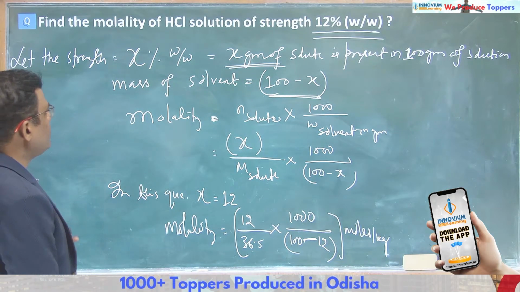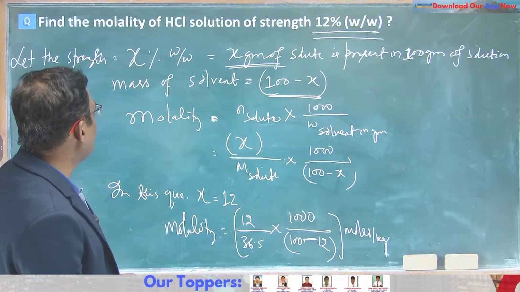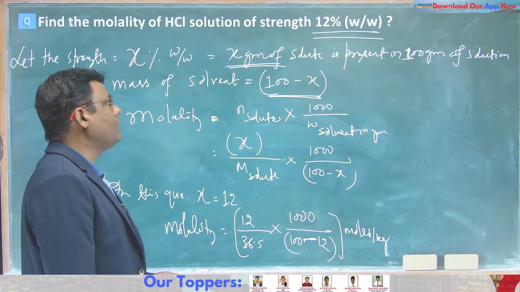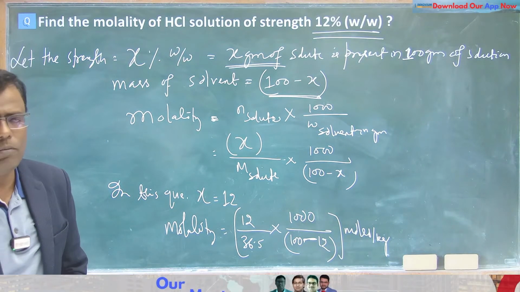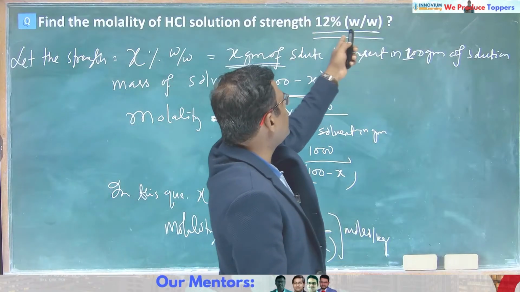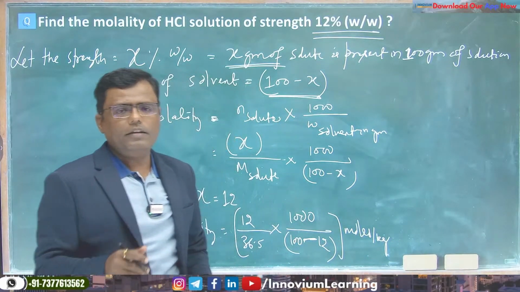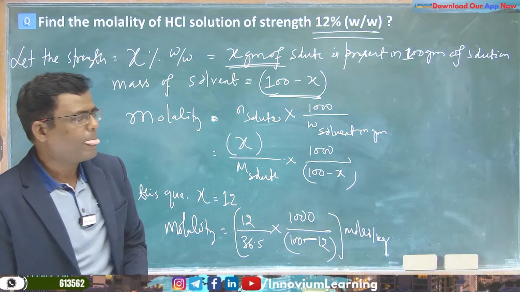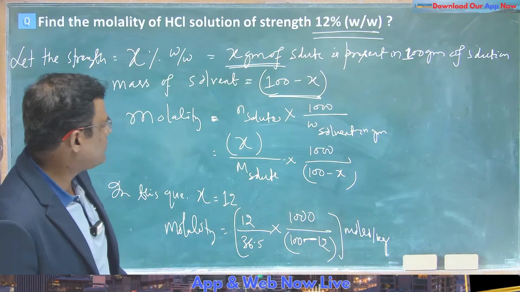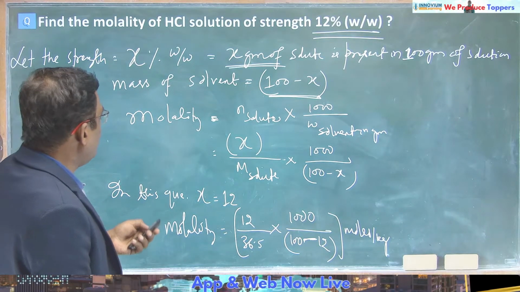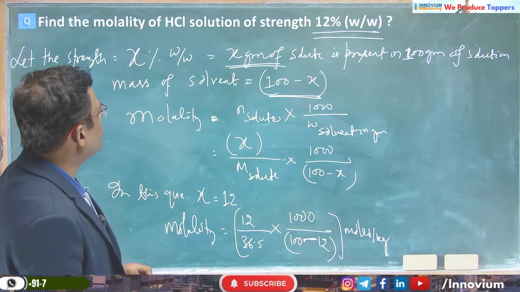Okay, so this is how we can calculate that molality if the data is given for strength in terms of W by W, or we can say strength in terms of percentage by mass. That percentage W by W is also known as percentage by mass. I hope all of you got this approach to find the solution of this question.